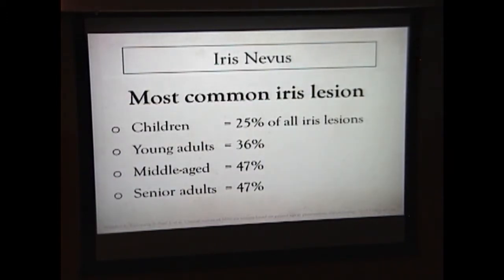So first, some background. Dr. Carol Shields at Wills Eye Institute looked at about 4,000 iris lesions over about a 35-year period and categorized them as to what their etiology was. They found that about a quarter of these lesions in children ended up being iris nevi, and in middle-aged and senior adults, almost half of the lesions were iris nevi, showing that the most common lesion you're going to find on the iris is an iris nevus. Of note, middle-aged in their study was categorized as 41 to 60, just in case you're wondering if you made the cut or not.